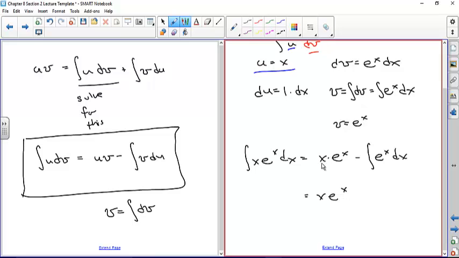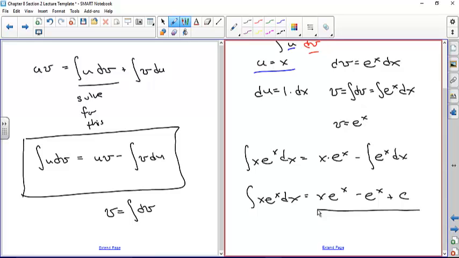So the first term just becomes, you bring that down, and the integral of e to the x is just e to the x. And then you add your arbitrary constant c at that point. So it says the integral of x e to the x dx is x e to the x minus e to the x plus c. And that's your answer. Okay, so that's the basic concept of integration by parts.